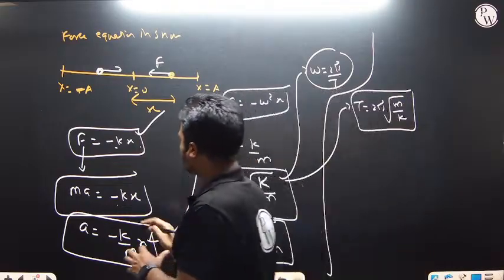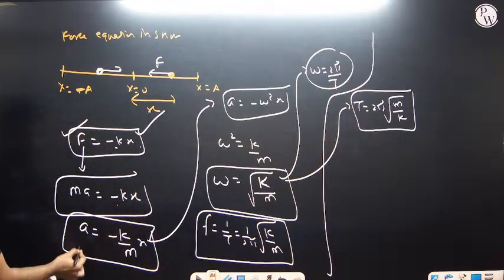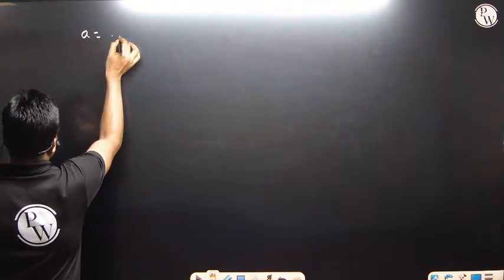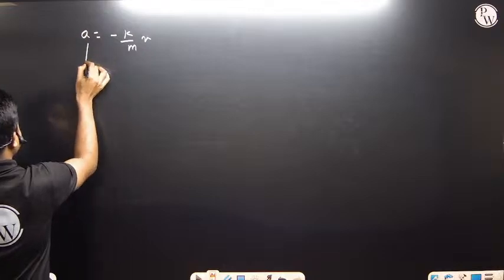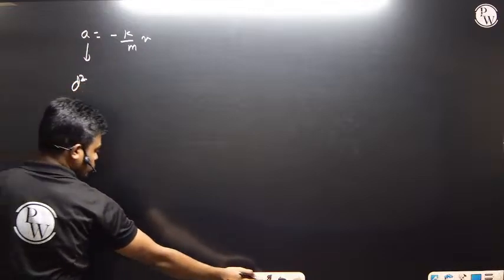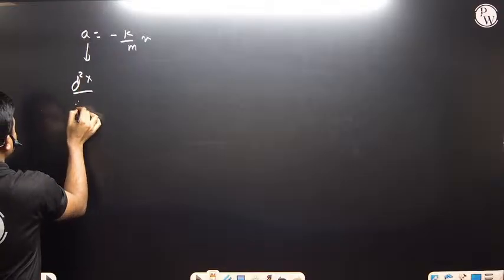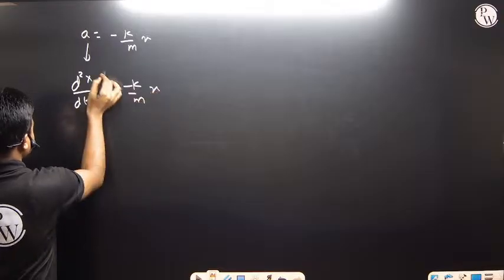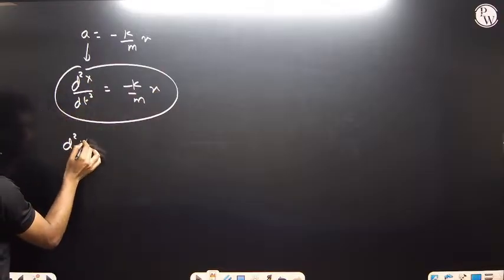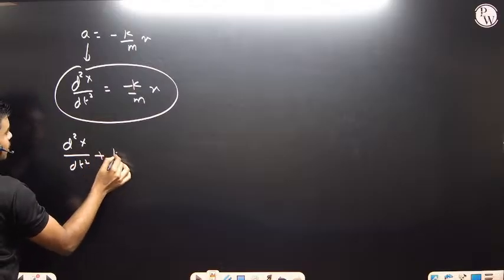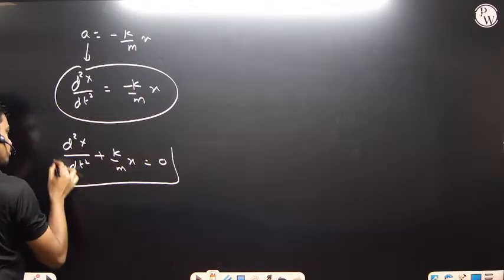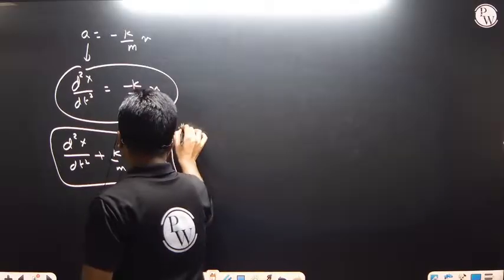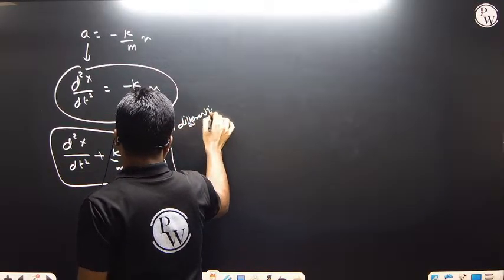After solving this particular equation, F equals minus k into x, or a equals minus k by m into x, what is the acceleration we have? The acceleration we got is minus k by m into x. If I write acceleration in terms of differentiation of x, we get the double differentiation: d2x by dt square equals minus k by m into x. This particular term I can write as d2x by dt square plus k by m into x equals 0. This is also what we define as the differential equation of the SHM.